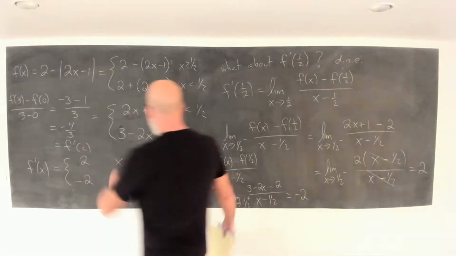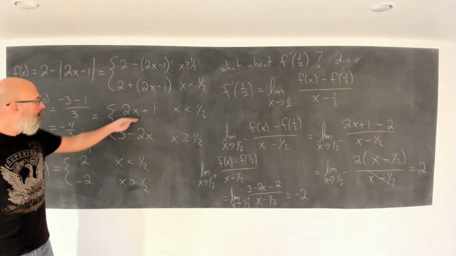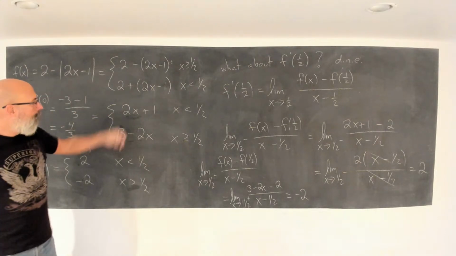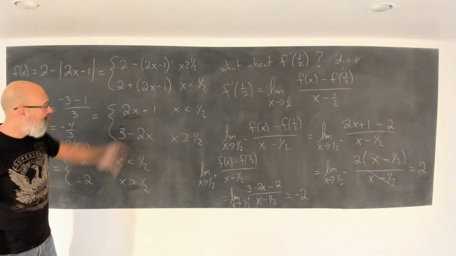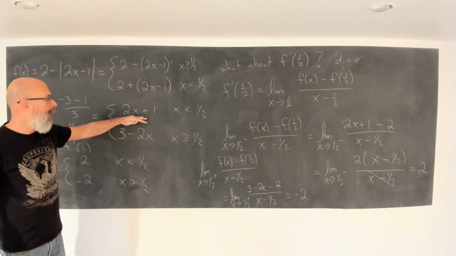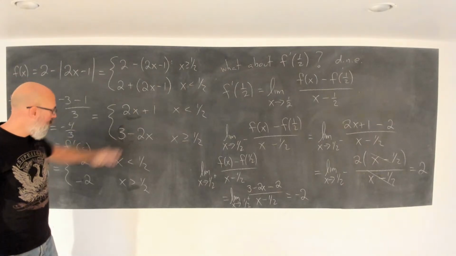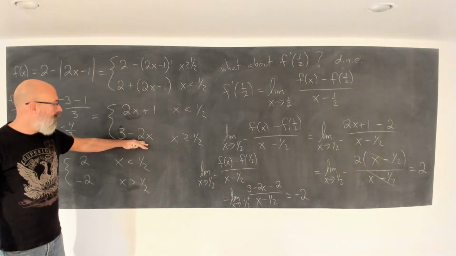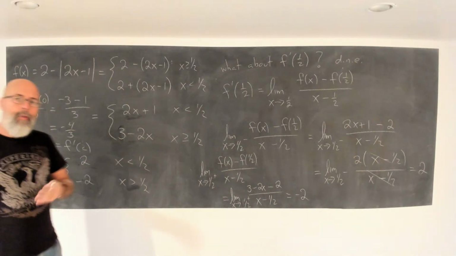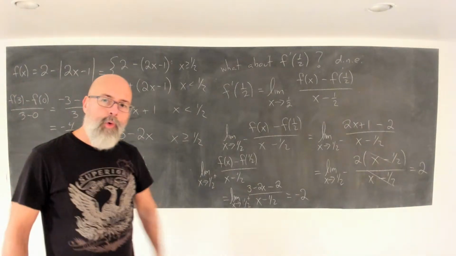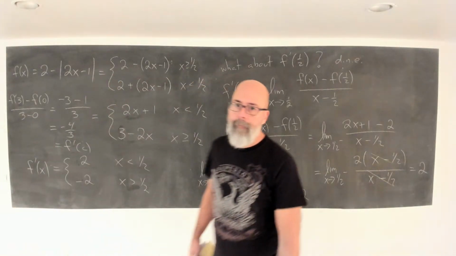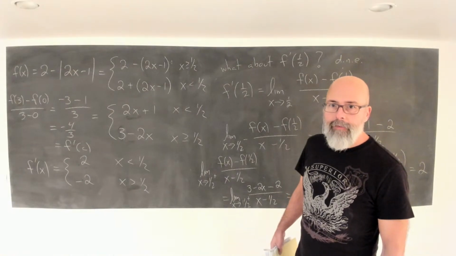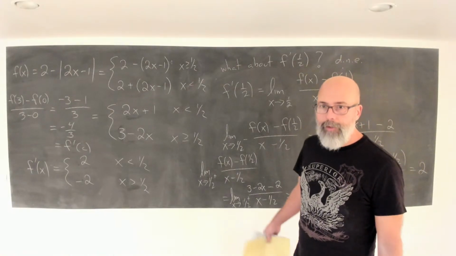Well, we're looking for the derivative of this piecewise defined function. The derivative for values less than 1/2 is easy to do, it's just 2. The derivative for values bigger than 1/2 is easy, it's just negative 2. The question arises, what about at 1/2? What is the derivative at 1/2? That's the question.